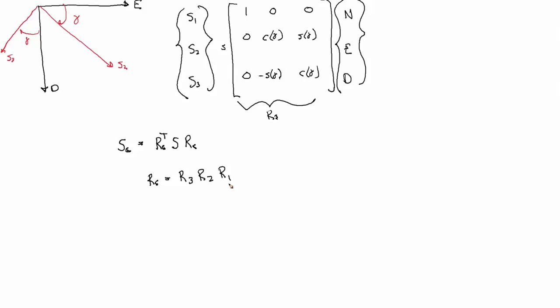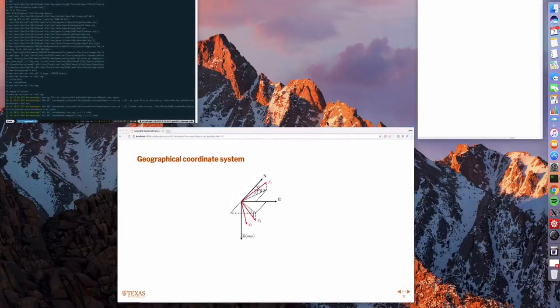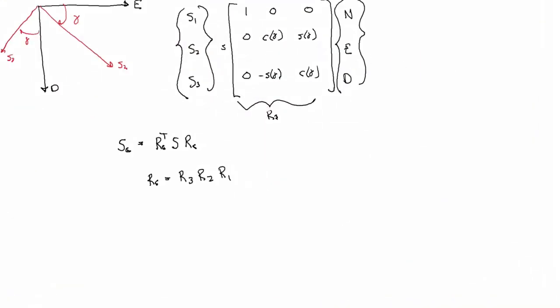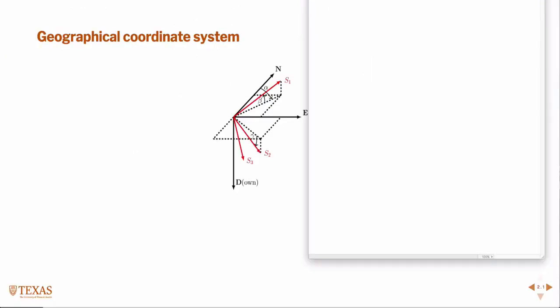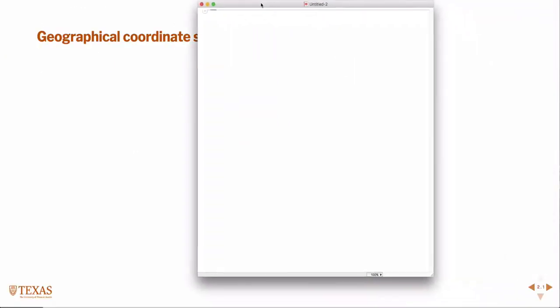So the problem is I have to multiply these three matrices full of sines and cosines together. We know how to multiply matrices, but I am not going to do that by hand, especially all the simplifications, right? So let's jump over to Mathematica real quick.